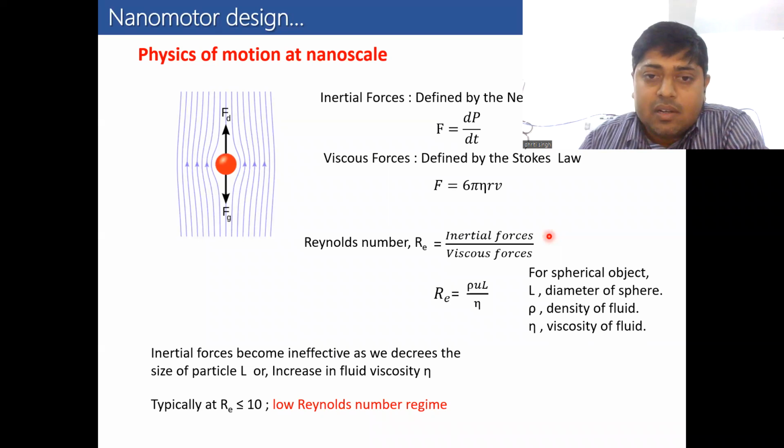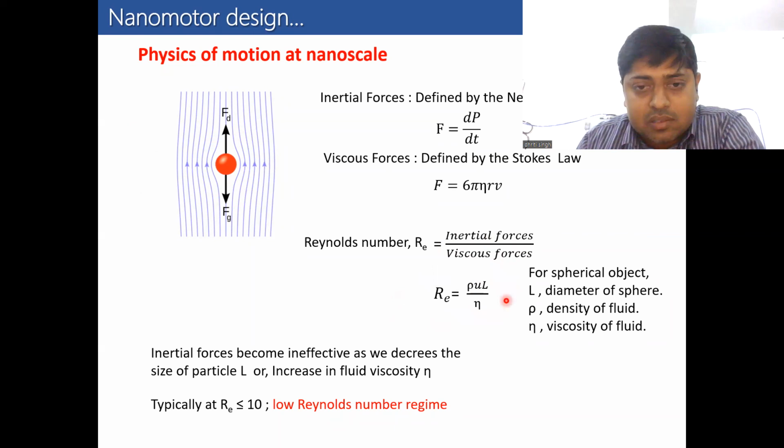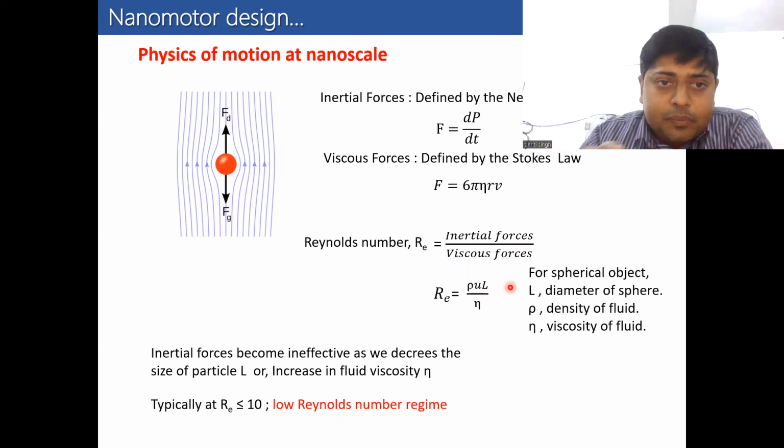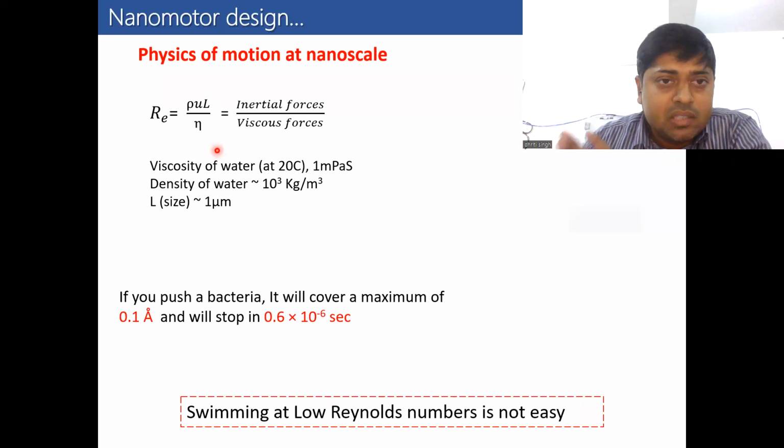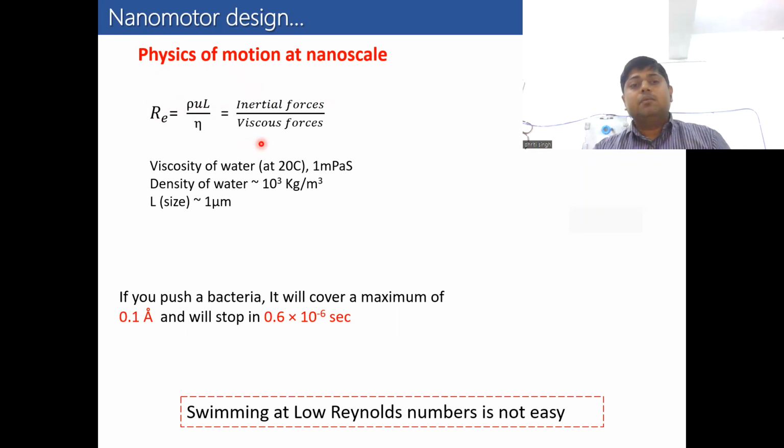By taking the values of these two forces for this system, in a simplified form, the Reynolds number comes out as rho V L upon eta. Here rho is the density, L is the length or size of the object, eta is the viscosity of the medium, and V is the velocity of the particle. If you see this formula again, keeping all the parameters constant, you don't change the viscosity of the fluid, you don't change the density, you just change the size and reduce L to the micrometer or nanometer scale, then the Reynolds number will reduce significantly. It means the inertial force component is reducing and the viscous force becomes more dominating.